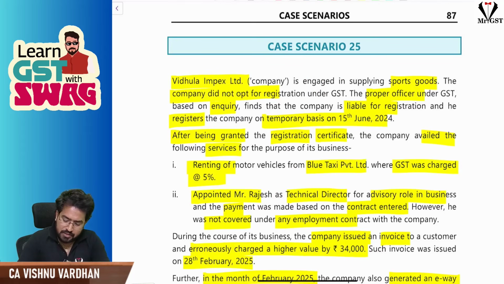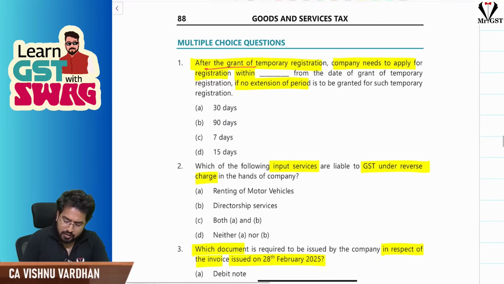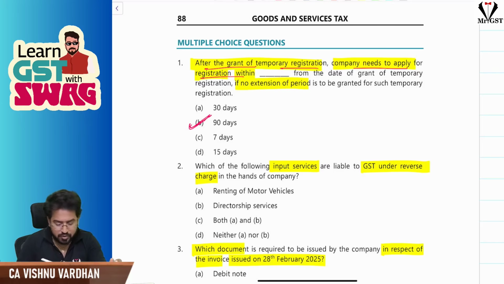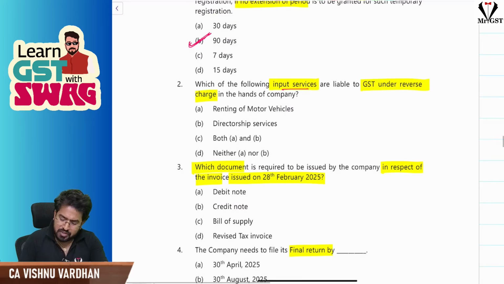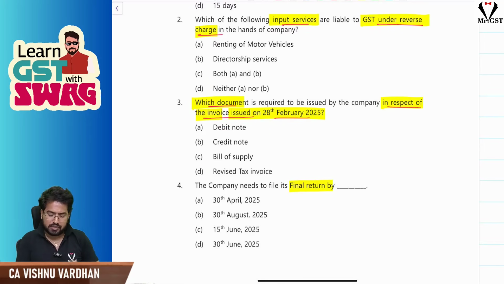Now coming to the next case scenario. After grant of temporary registration, the company needs to apply for registration within how many days? Generally, when your temporary registration is cancelled, if you are not going for an appeal, you should apply for registration within 90 days. Fine. Input services which are liable to reverse charge mechanism. We should see the question. Which document do you have to issue for the invoice issued on 20th Feb? We have to see the question.